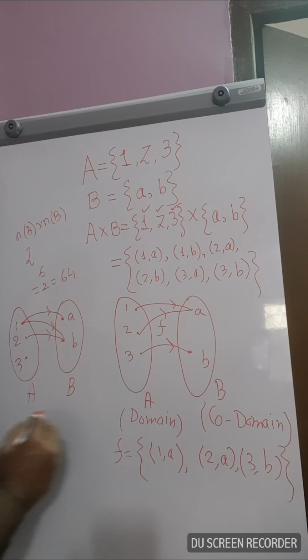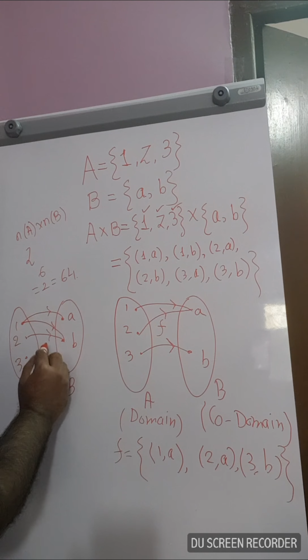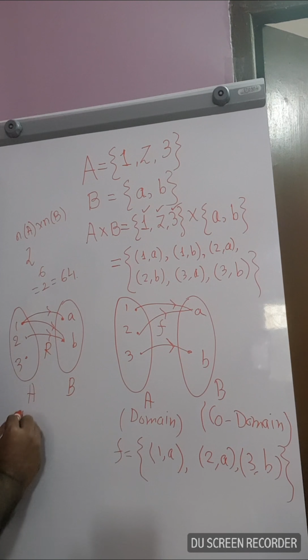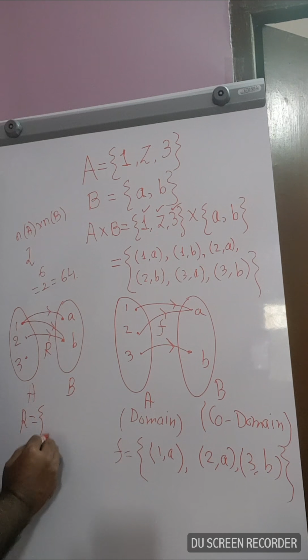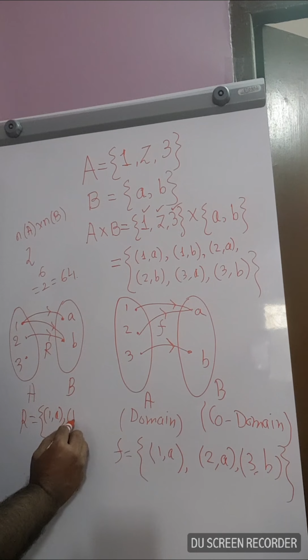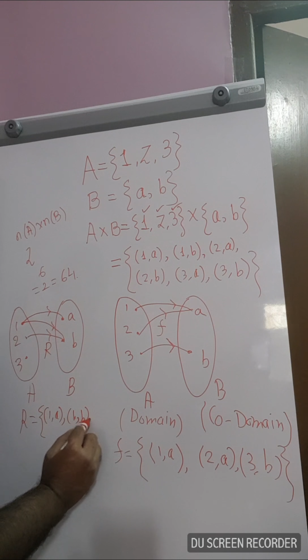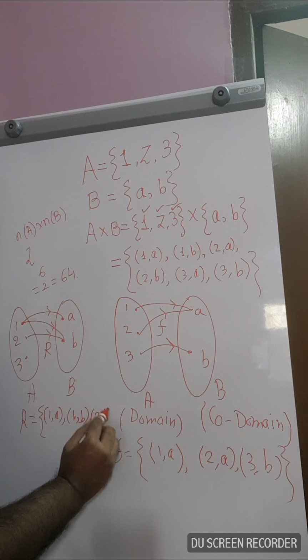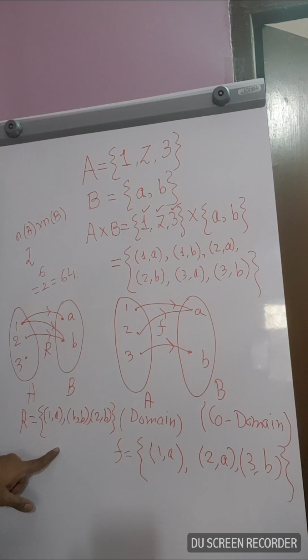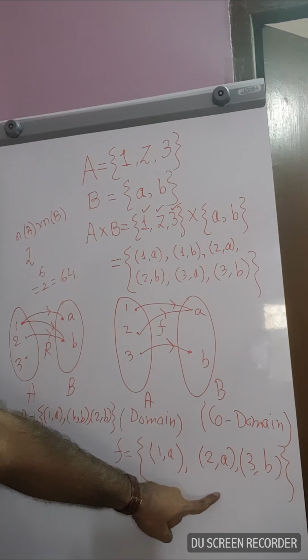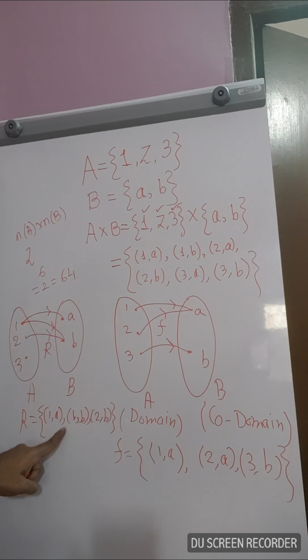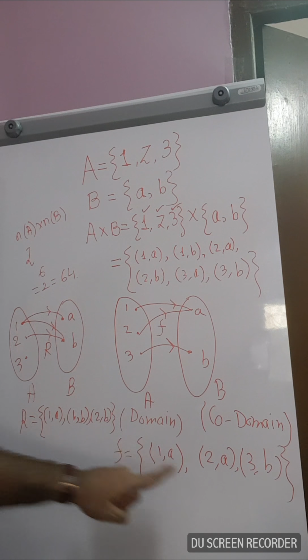Whereas here, if I call this f and if I call this r, and denote this by the set theoretic approach, this means the ordered pairs 1 comma A, 1 comma B, then 2 comma B. So it is also a subset of A cross B. So this again defines another relation. So this is also a relation, this is also a relation. But this relation cannot be considered as a function, whereas this is a function.